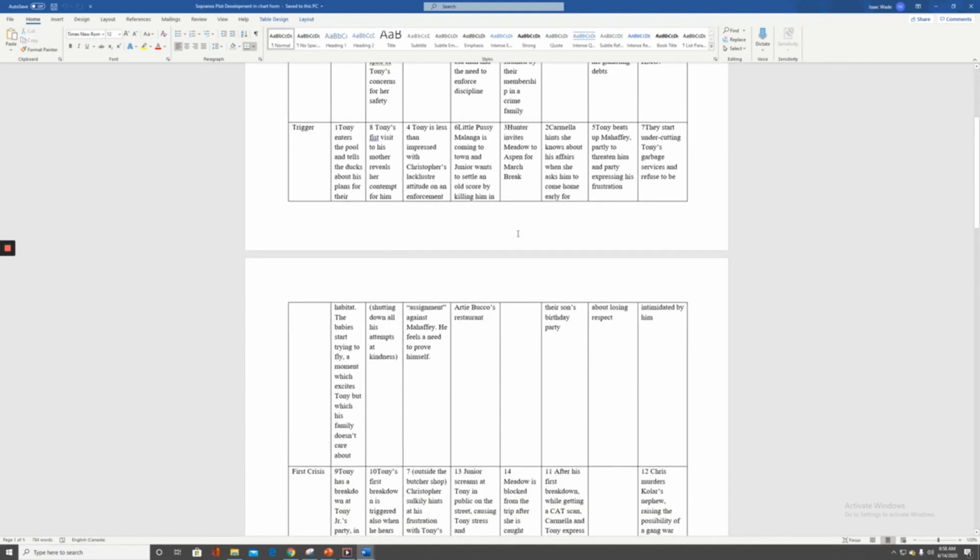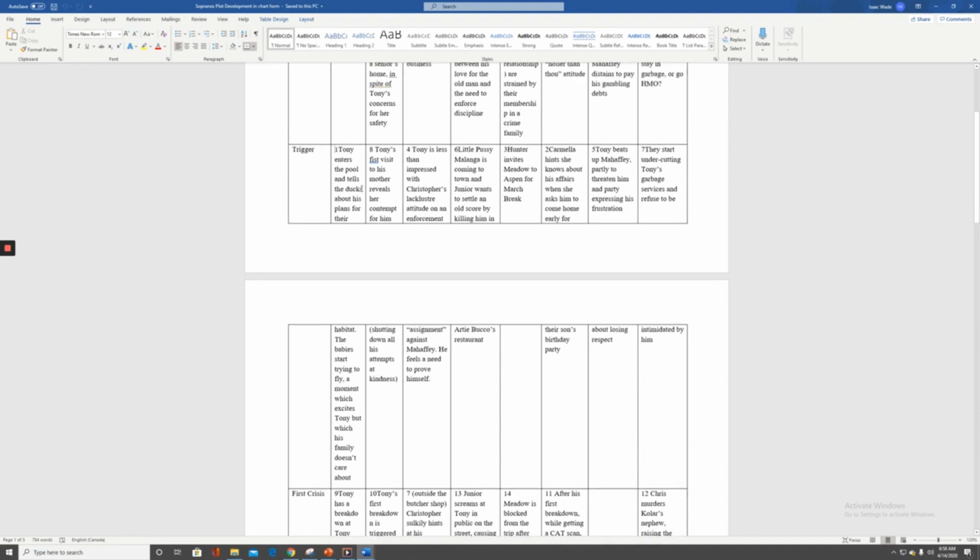So what I did is I looked over the show and I tried to identify the order in which these scenes happen. It seems to me that the first 8 scenes are all trigger events. The first scene, Tony goes into the pool. The second one, Carmela is hinting at his affairs. The third scene, Hunter invites Meadow to Aspen. In the fourth scene, Tony is not impressed with his nephew. In the fifth scene, he beats up Mahaffey.